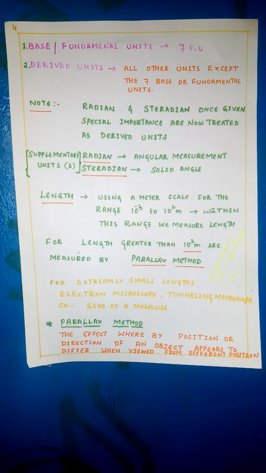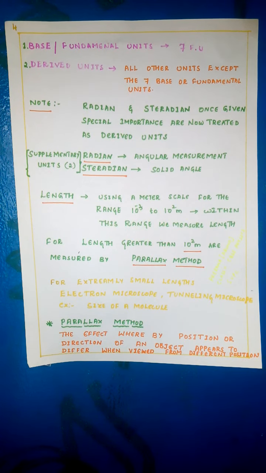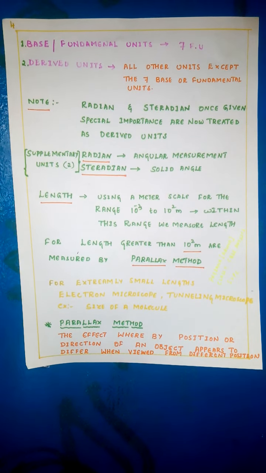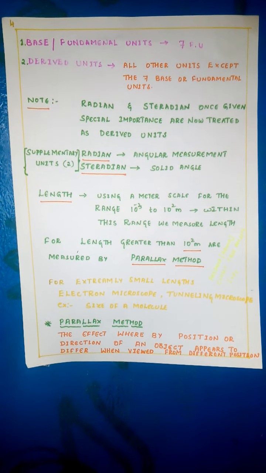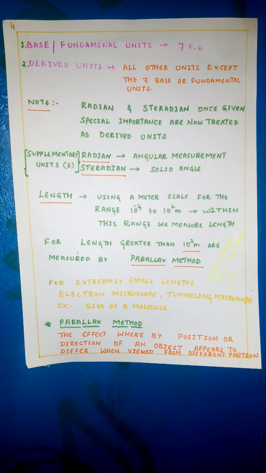Now they are treated as derived units. Under derived units, this radian and steradian are also taken. Before, they were called supplementary units. Radian is used for angular measurement. Steradian is used for a solid angle, right? So supplementary units are radian and steradian, but now treated as derived units.